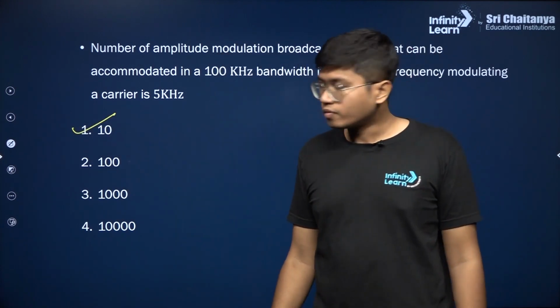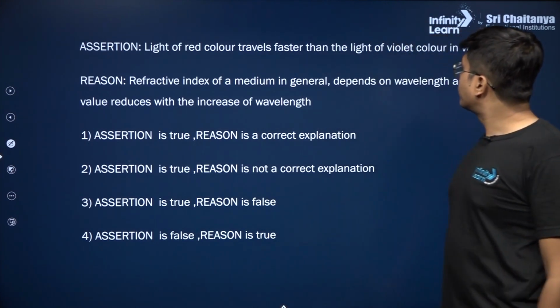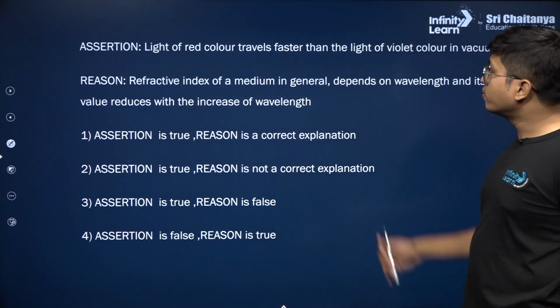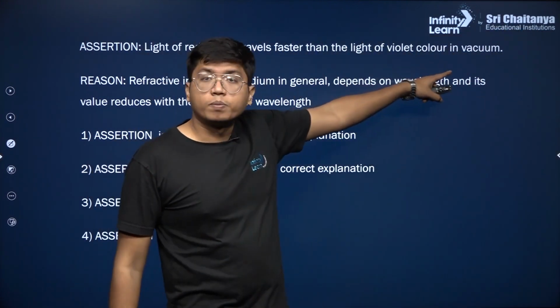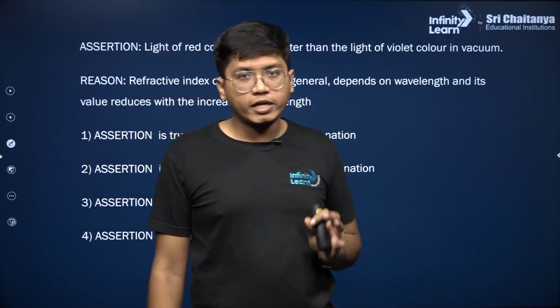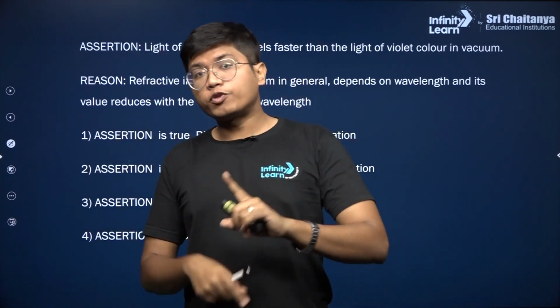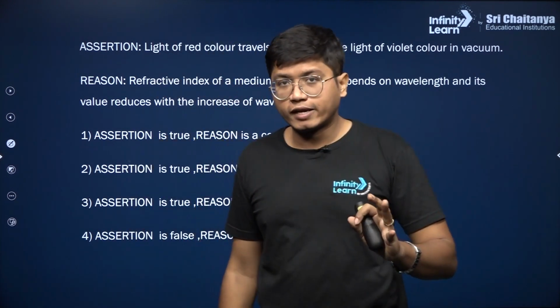Okay, next up. Light of red color travels faster than light of violet color in vacuum. This is an incorrect statement because they have said that it is in vacuum. In vacuum, every electromagnetic wave has 3 into 10 to the power 8 meters per second as its speed. Only if you go to a different medium will it change. So the first statement is in fact incorrect.